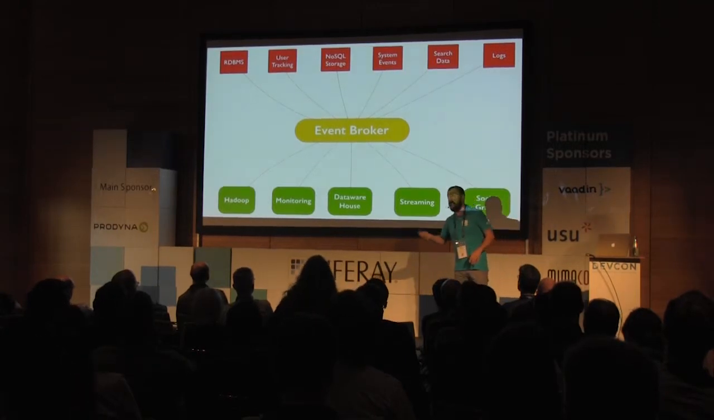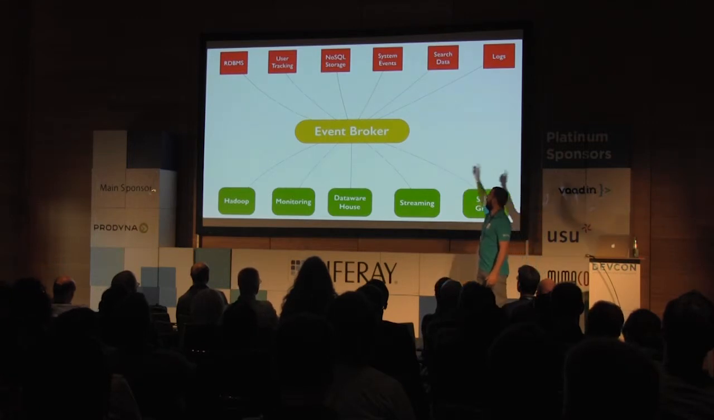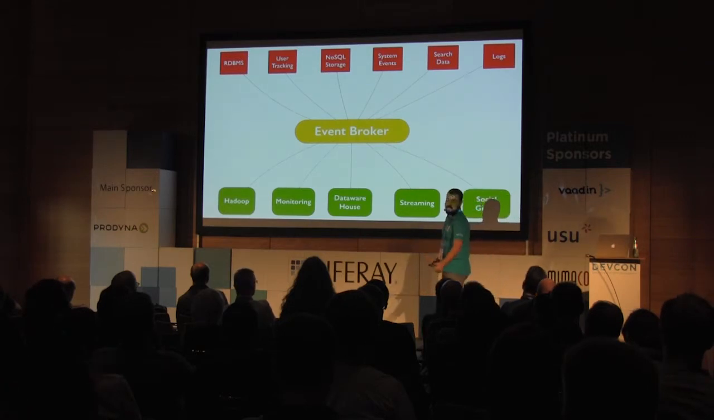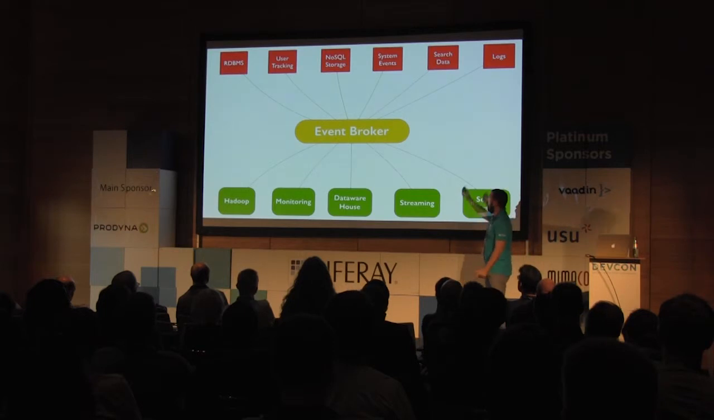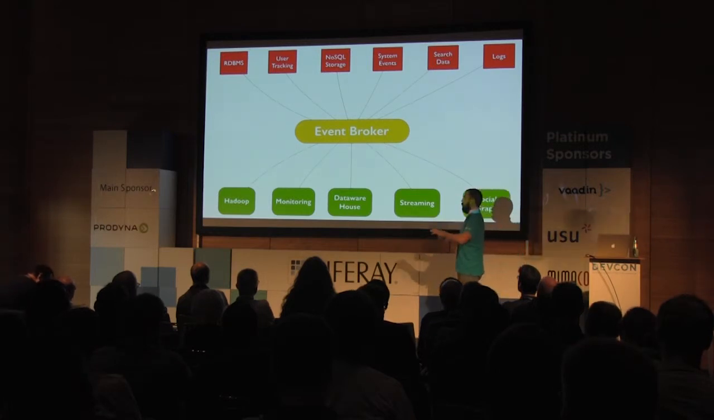I want to propose this architecture, which is pretty easy. We have a bunch of different sources of information. We have information in our relational database. We do user tracking. We have system events. We have search data. We have logs. We have many different sources of information. Let's try to abstract everything. Let's try to put something in the middle where we can publish everything.